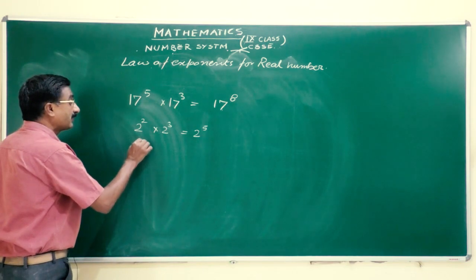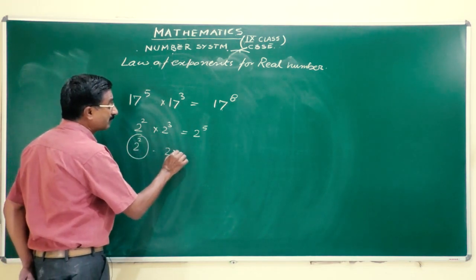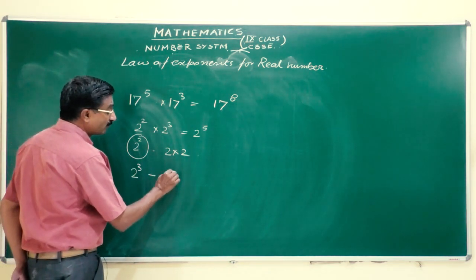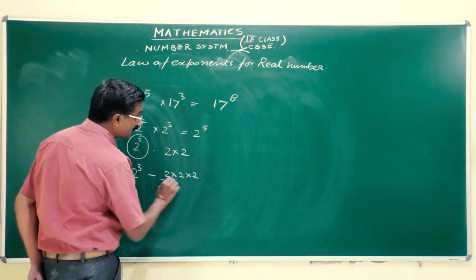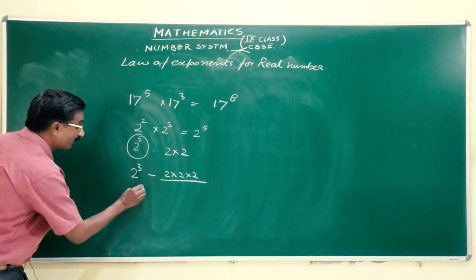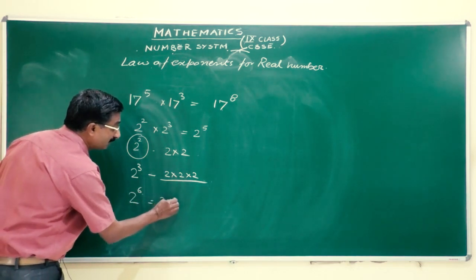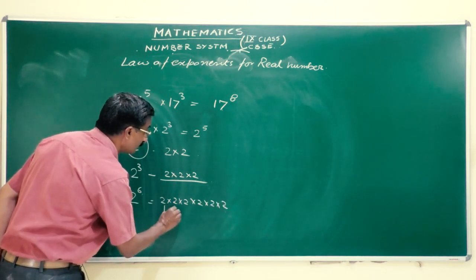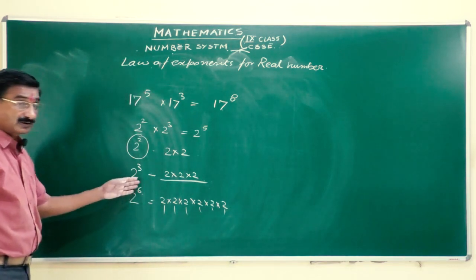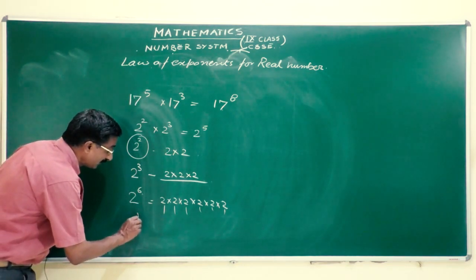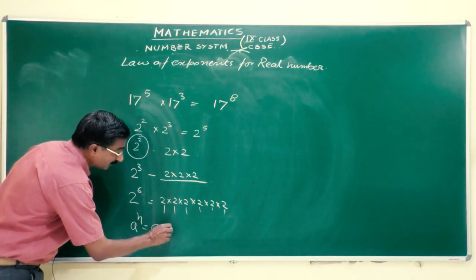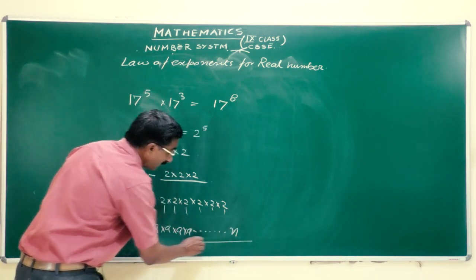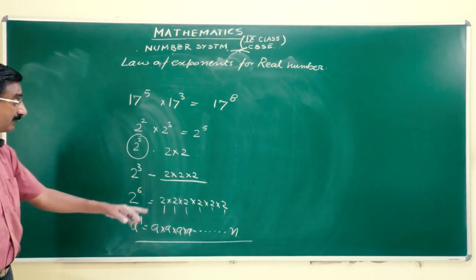What is the meaning of 2 to the power 2? It means 2 is multiplied 2 times. 2 to the power 3 means 2 into 2 into 2, 2 is multiplied 3 times. What is the meaning of 2 to the power 6? It means 2 is multiplied 6 times: 1, 2, 3, 4, 5 and 6. If 2 raised to the power n, or any number a raised to the power n, it means a into a into a up to n times. Clear? So a raised to the power n means this.